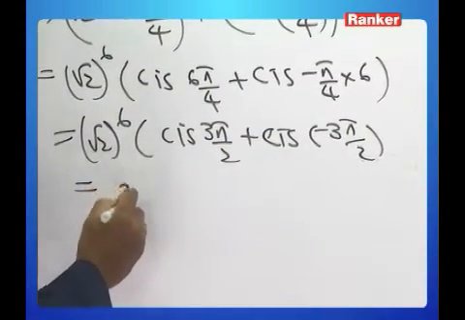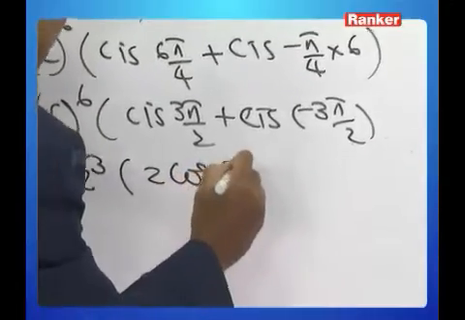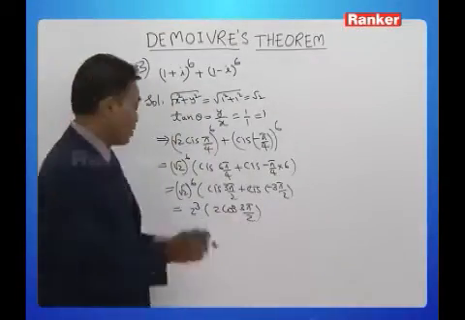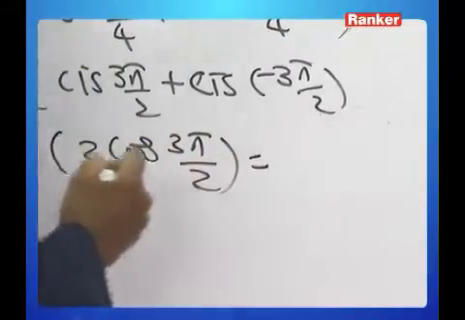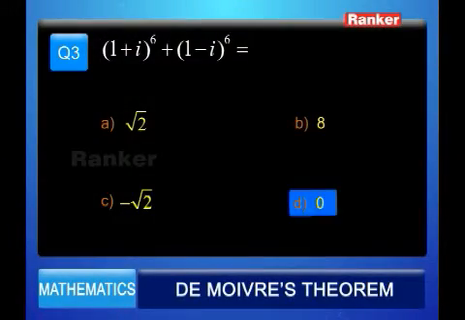So, what do you get here? Yes, 2 cos 3 pi by 2, because the imaginary part is getting cancelled. Of course, cos 270 is 0. So, total is 8 into 2 into 0, which is 0. So, the right answer is 0. Right option is the fourth option, D. Fourth one is the right answer.